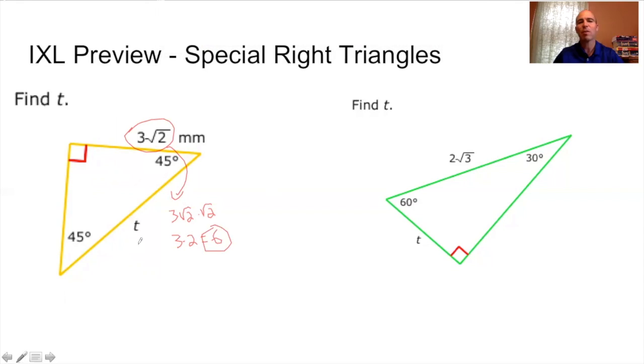By the way, if they gave you T and you had to find one of the other sides, you would just divide by the square root of 2. You would just do the opposite.